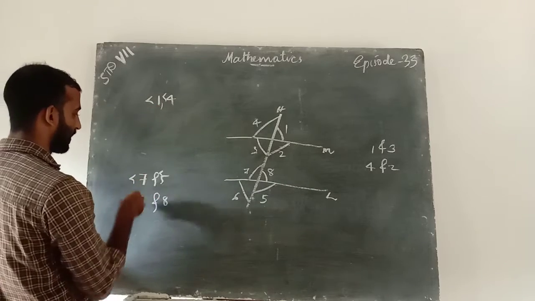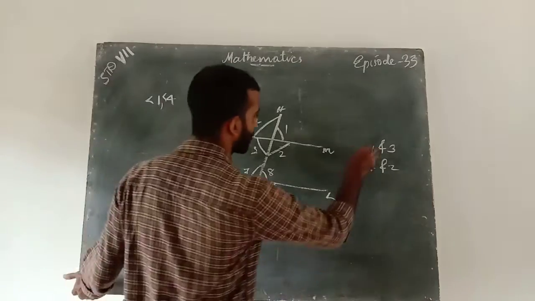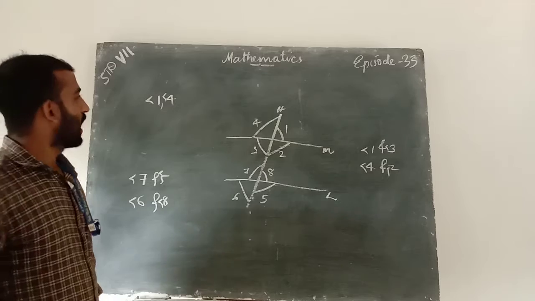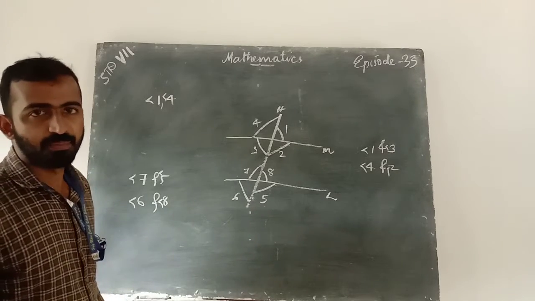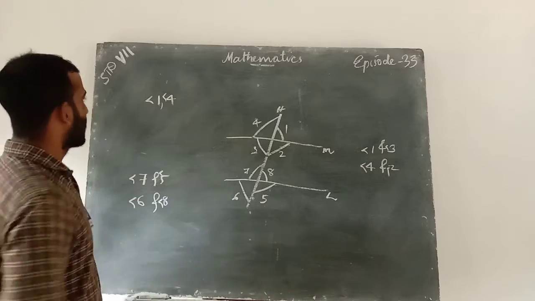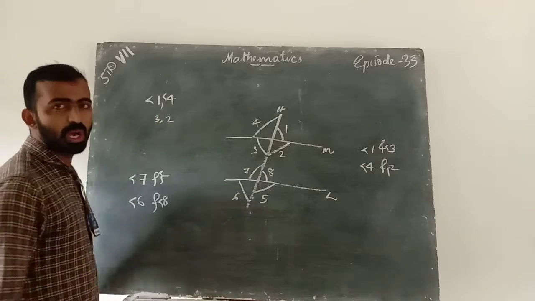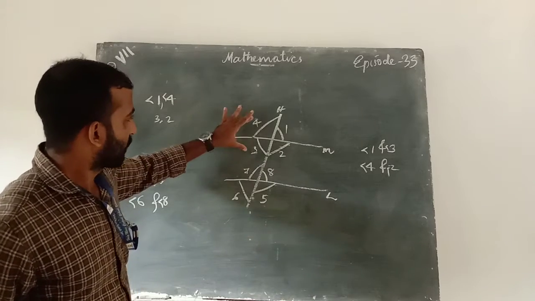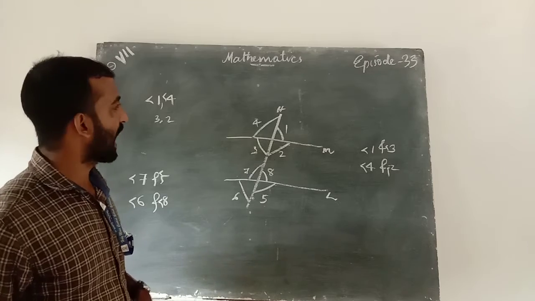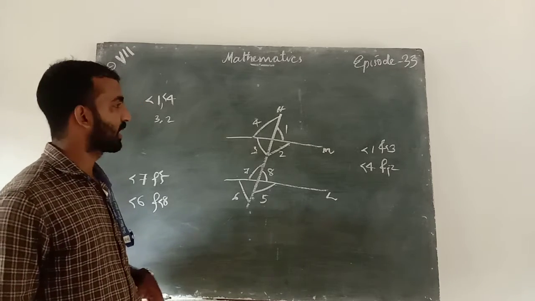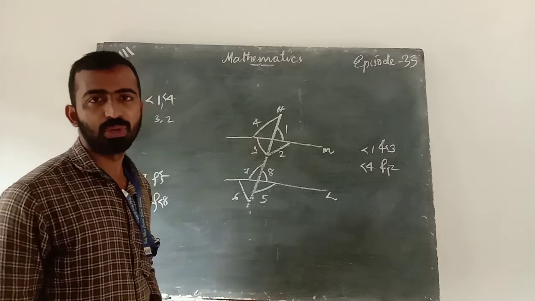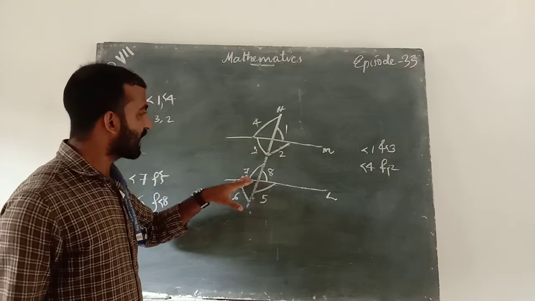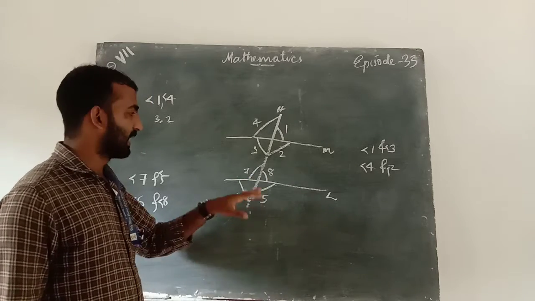Angles 1 and 4 are a linear pair. Here 3 and 2 are also a linear pair. Otherwise we can say 4 and 3 is also a linear pair, and 1 and 2 is also a linear pair. Is it? Yes. And next 7 and 8 is a linear pair.